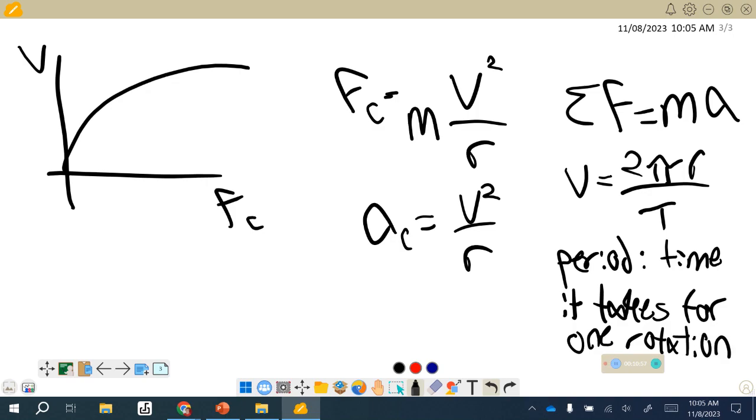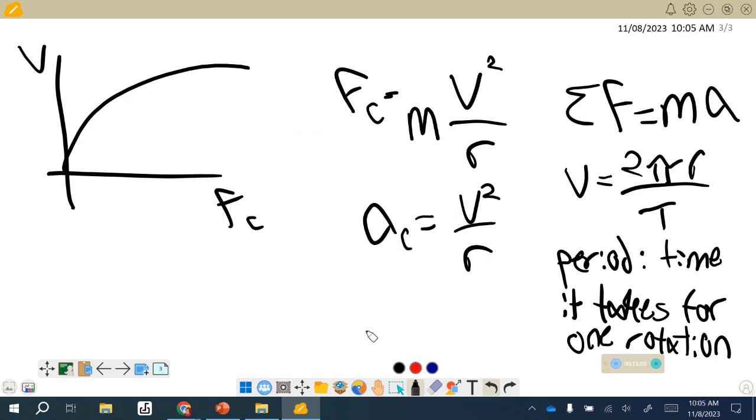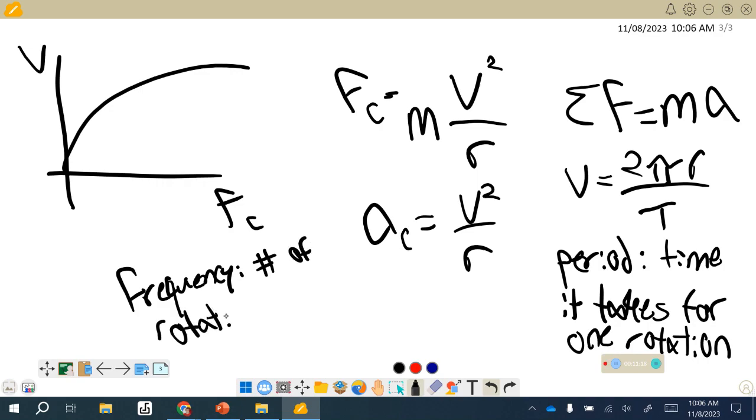Okay? Now, sometimes the AP likes to throw a wrench in the system, and rather than talking about period, it likes to talk about something called frequency. Frequency is the inverse of period. It's the opposite of period. So what is it? It's the number of rotations in 1 second.